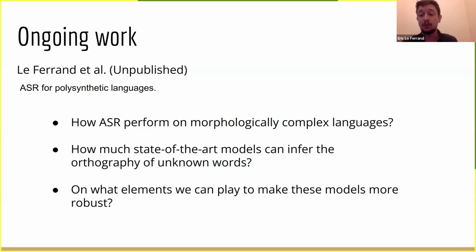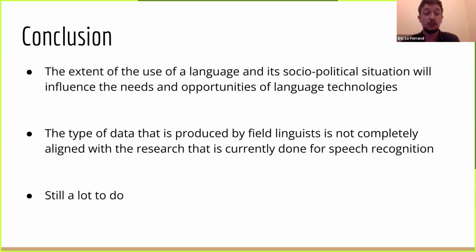So this is the last study that we conducted, and I'm going to conclude quickly with the takeaway from what I just said, to summarize a little bit. The extent of the use of a language and its socio-political situation will have an influence on the needs and opportunities for language technologies. Not every community is going to need speech recognition. Some of them might want that. Some of them won't see any point. And the main reason to create those technologies is really for linguists.